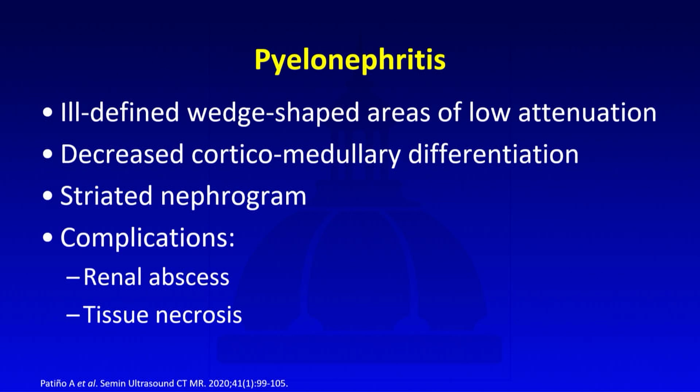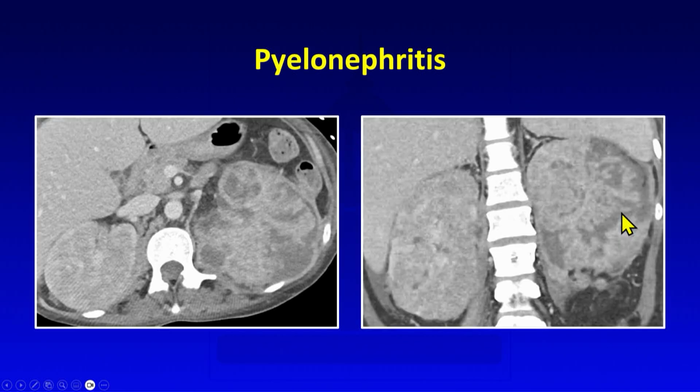So on a routine stone study that's done without contrast, you can easily miss early pyelo because you're not going to appreciate that. And even on the arterial phase, can be very hard to appreciate. And we can also look for complications such as renal abscess or tissue necrosis.